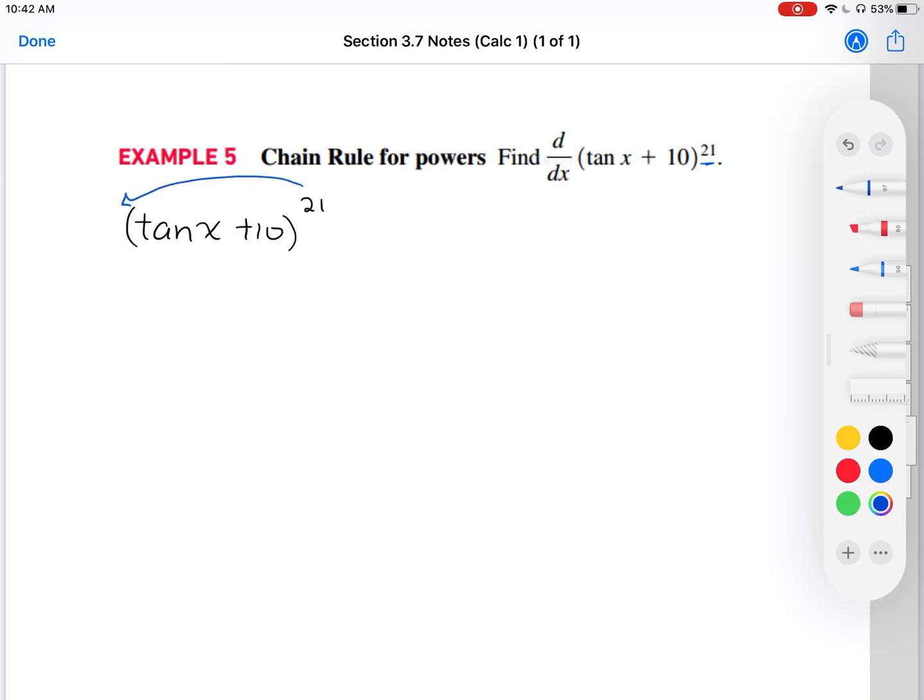We bring it down, 21, and then we do power rule, 21 minus 1 is 20. We have the same thing in the parentheses. Now I take the derivative of the inside. Derivative of tangent is secant squared, and we learned that from our last section. And derivative of 10 is 0, so we don't need to write that 0. And that's it. That's your derivative.